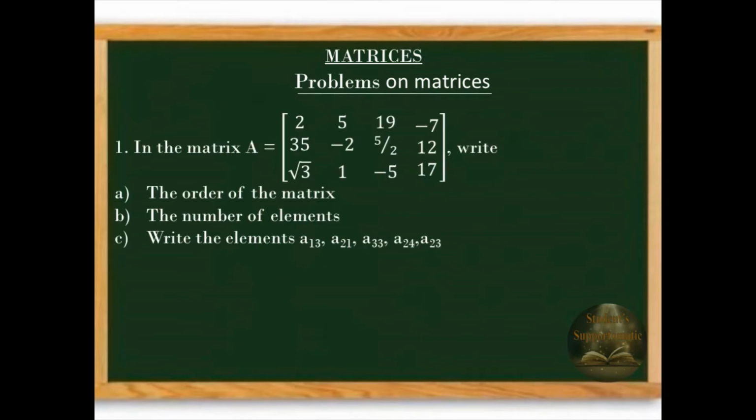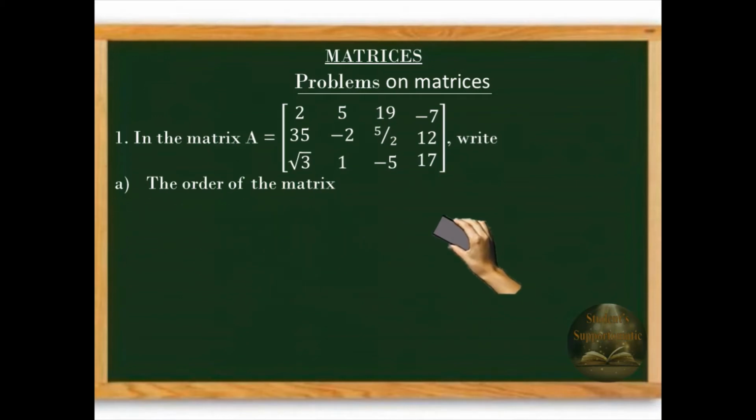Okay, so the first problem. The given matrix A is 2, 5, 19, minus 7, 35, minus 2, 5 by 2, 12, square root of 3, 1, minus 5, 17. So the problem is: write the order of the matrix, find the number of elements, and write the elements A13, A21, A33, A24 and A23. So we'll go for the solution of the problem.